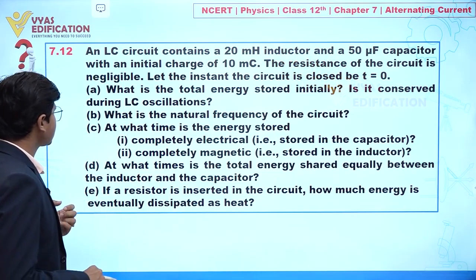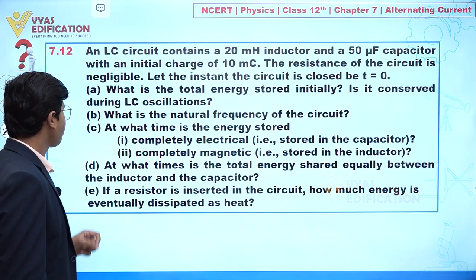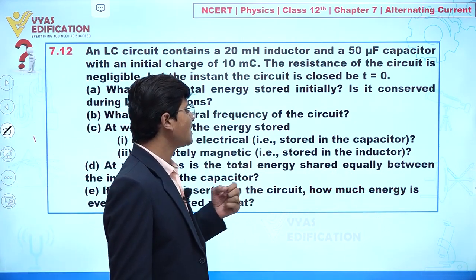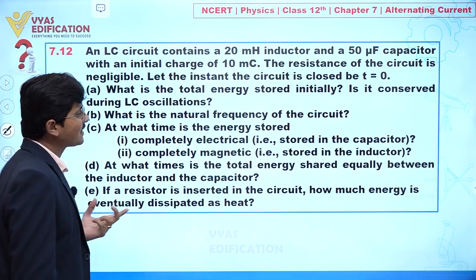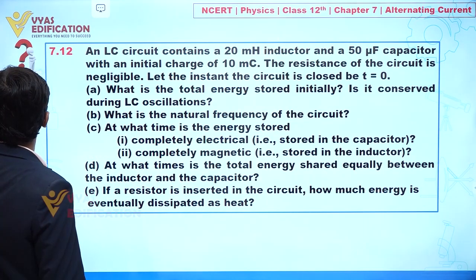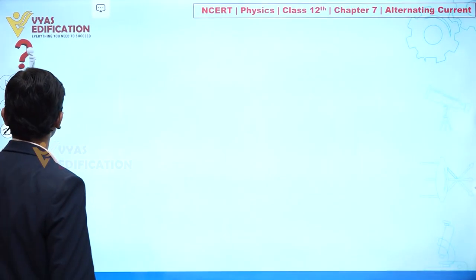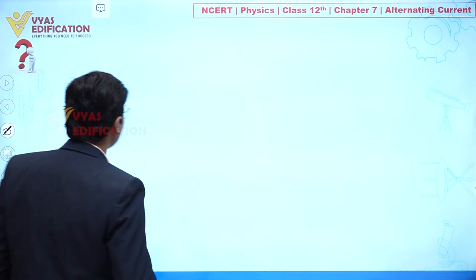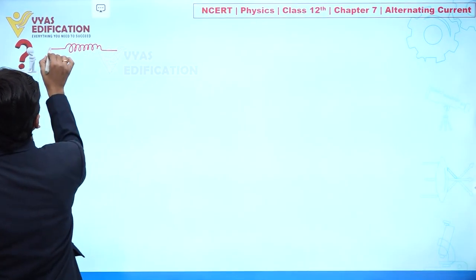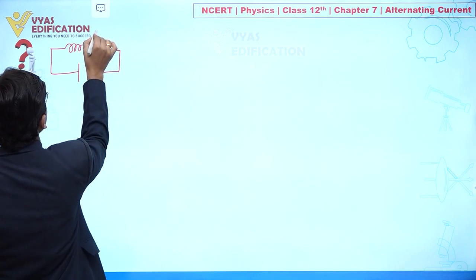Now we are going to discuss part number D. Part number D asks at what time the total energy is shared equally between the inductor and the capacitor. So now concentrate. Suppose this is the inductor and this is the capacitor. I can say this is C and this is L.